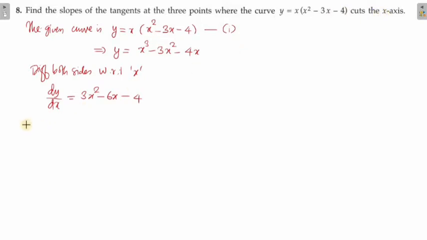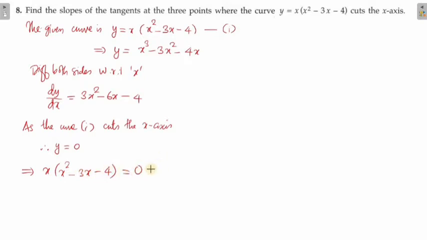Okay, so as the curve 1 cuts the x-axis, therefore your y must be equal to 0. As I said, on the x-axis the value of y will be 0, but you know the value of y is this much, right? This is x into x square minus 3x minus 4 equals to 0, right? So this is from 1. I've used equation number 1 here. In place of y I've written this much.